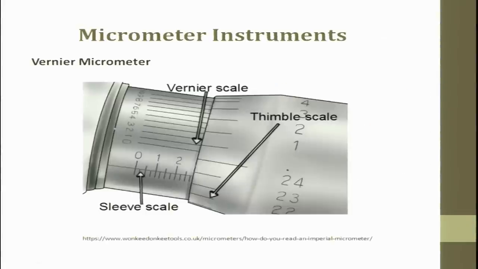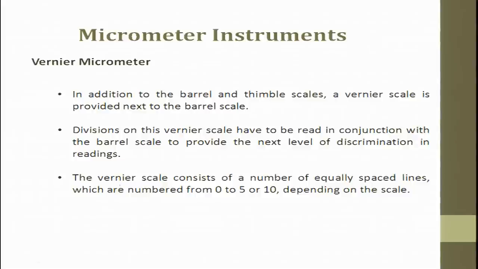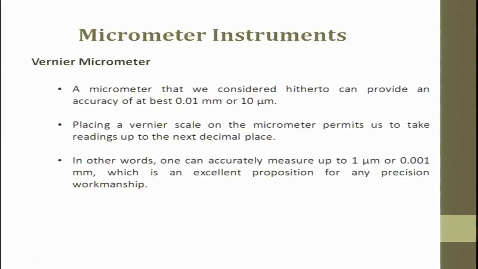So, this is the vernier micrometer. You see here the vernier scale and you see the thimble. The thimble is a nut which is attached, right? And here is a sleeve scale. So, this is the main scale. The micrometer that we use can be accurate to the best of 0.01 millimeter, or 10 microns.